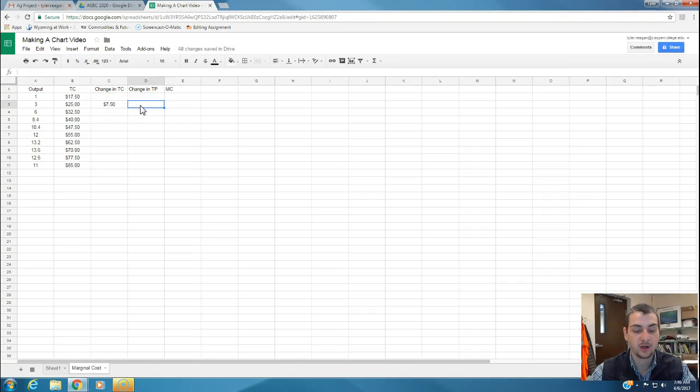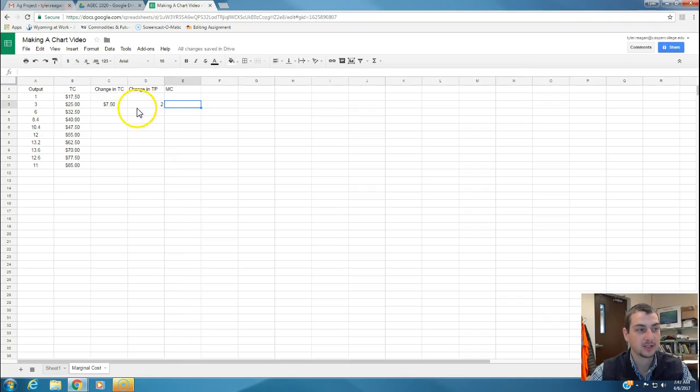Now we need to know what the change in total product was. We see here that we've increased from 1 to 3 units in total product, so we'll say equals 3 minus 1. So whenever we increased our output by 2 units, our cost increased by $7.50. Well, we want to know how much the next unit is going to cost, how much it's going to cost us to produce that next unit.